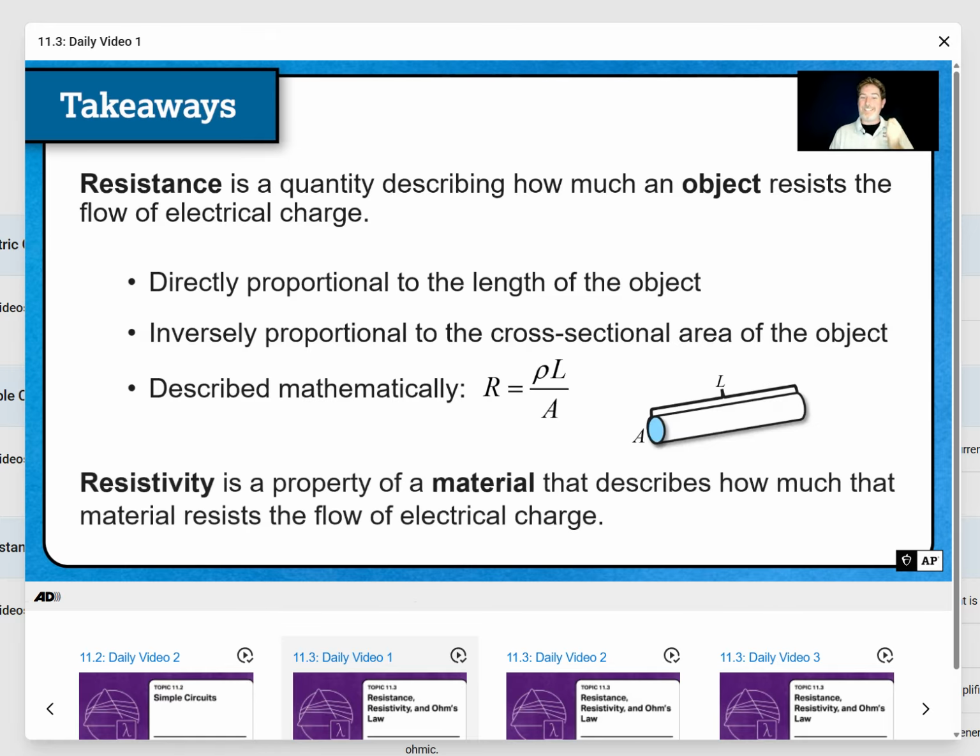Conversely, resistivity is a property of a material. It's very easy to interchange these words. They sound very similar to one another. Resistance is a property of an object describing how hard it resists the flow of electricity, and resistivity is a number assigned to the material as a whole. Be careful not to confuse the two.